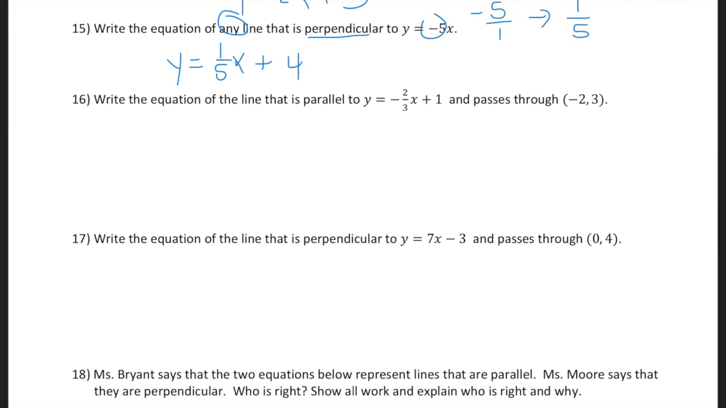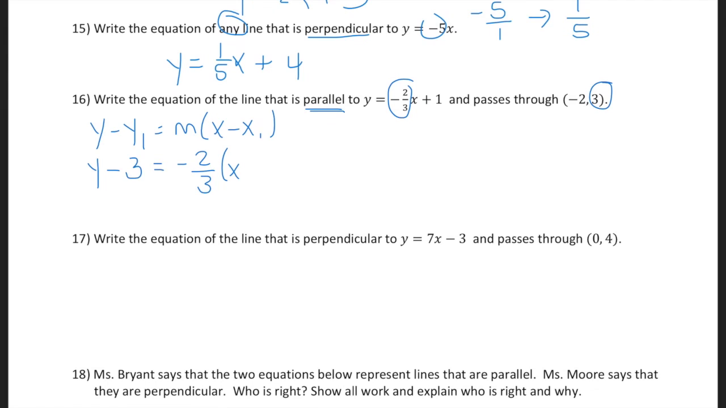Write the equation of a line that is parallel to -2/3 x and passes through -2/3. So we need the point slope formula. And y1 is 3. And we need to know what to use for the slope. So we're looking for parallel, which means it's the same slope as this one. So we're going to keep -2/3.